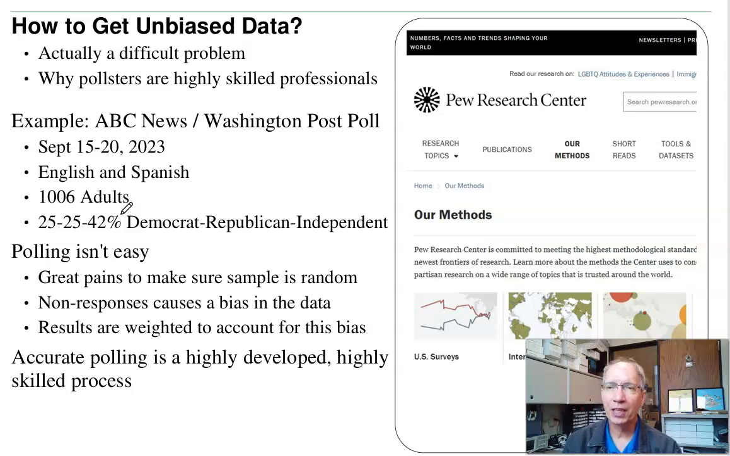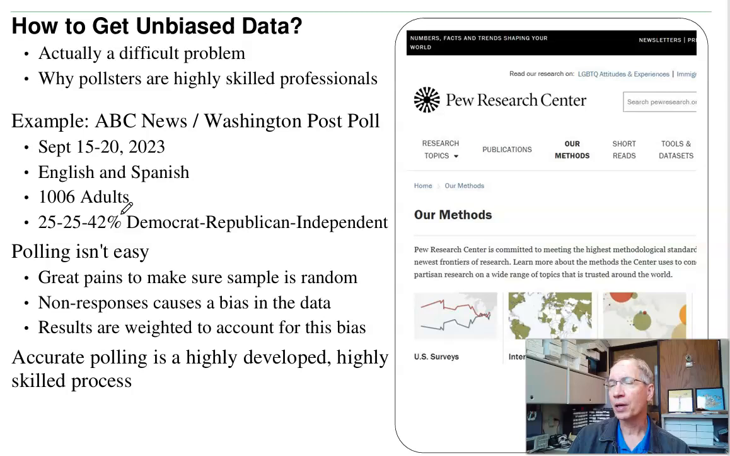Now, for example, if you look at the 2023 ABC News Washington Post poll, they explained at the end their methodology. They surveyed people both in English and Spanish. They didn't want to have a bias for one language. They surveyed 1,006 adults. That's to represent 350 million people. But they had to make sure that of those 1,006 people, it was 25% Democrat, 25% Republican, 42% Independent, trying to avoid a bias in the polls. If the polls don't match the national percentages, you might have a biased result.